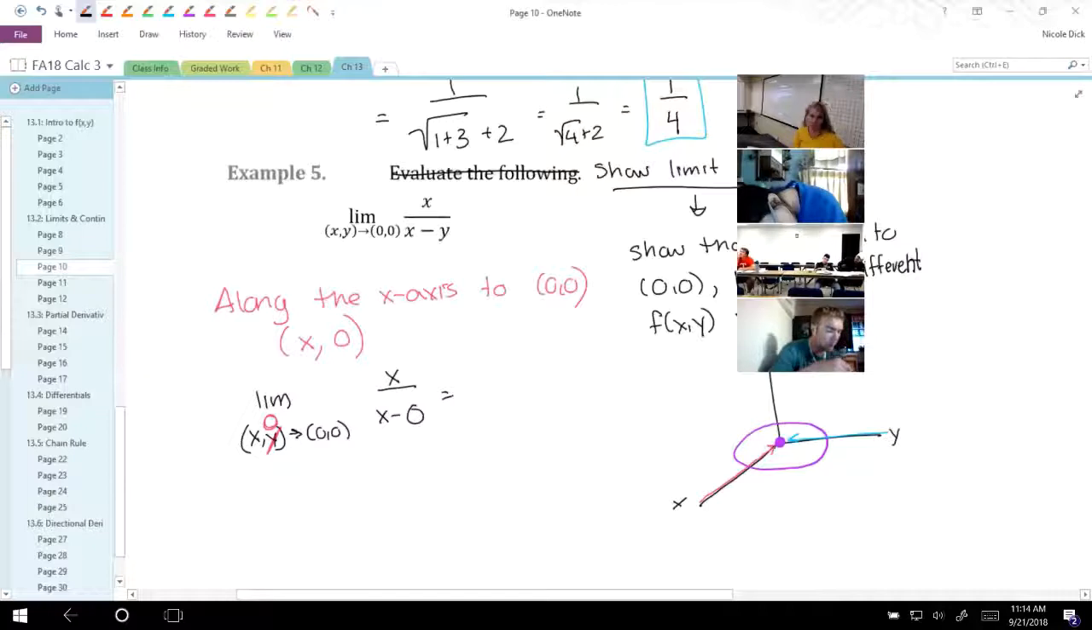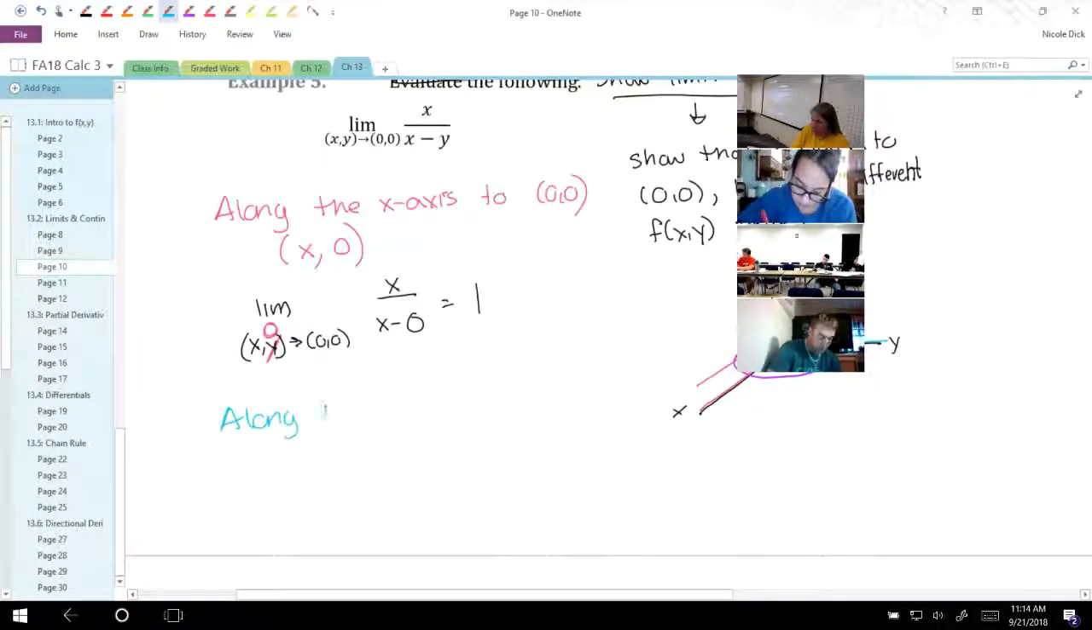So you can simplify that pretty easily. Minus 0 doesn't change anything. x over itself is just equal to 1, so we get 1. So if I'm traveling along this path here, I'm going to end up at a z value of 1. That's where this path takes me. It's that point right there. Okay, so let's see what happens if I go along the y-axis.